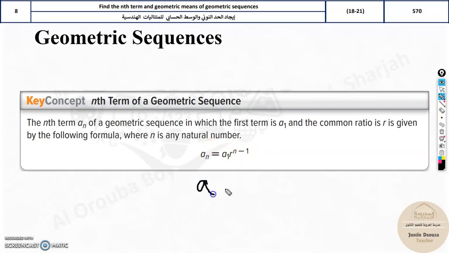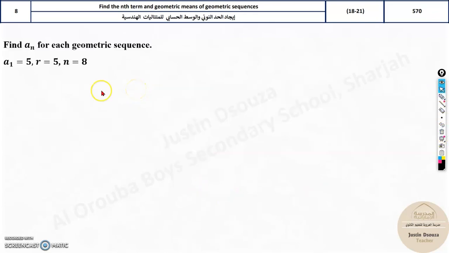So if you want to find the seventh term, you need to know the first term a1, and then r to the power 7 minus 1, which is 6. So basically you're coming to this, right? The first term multiplied by the common ratio to the power 6 will give you the seventh term. That's it. We will look into problems now.